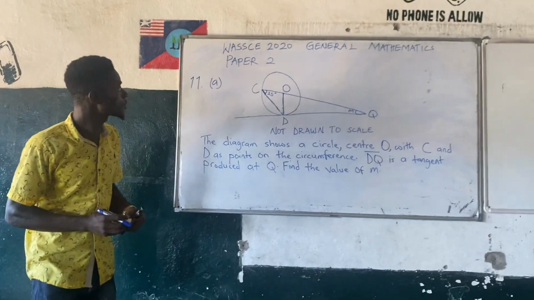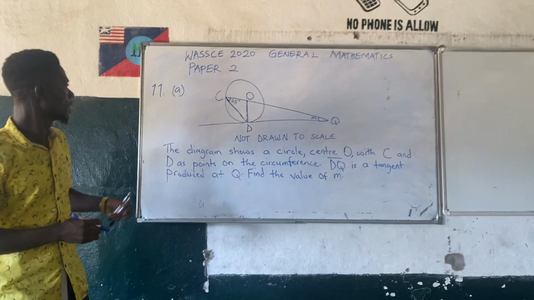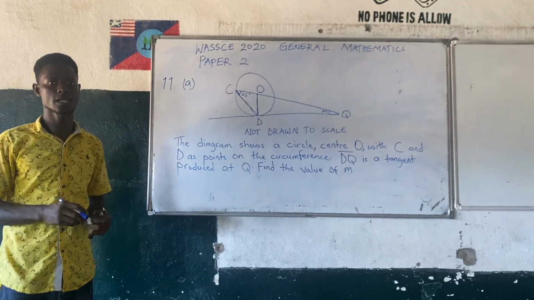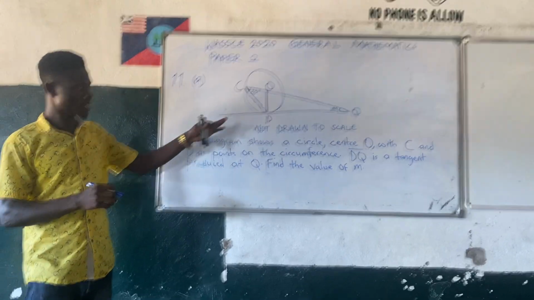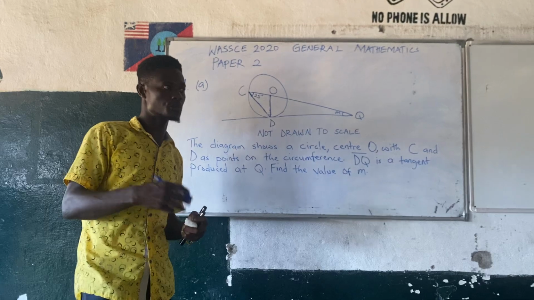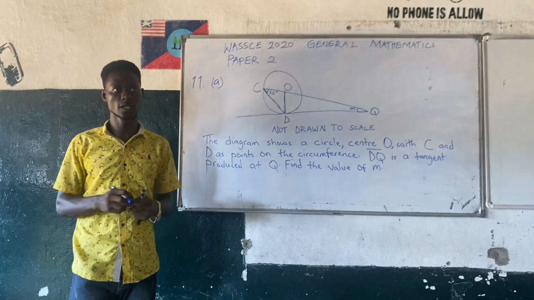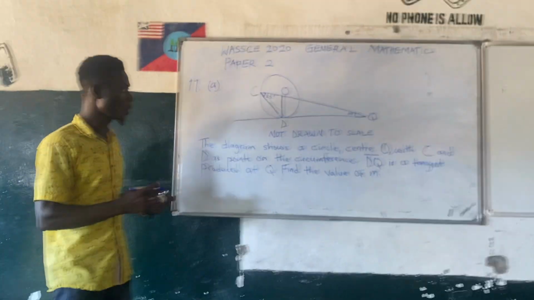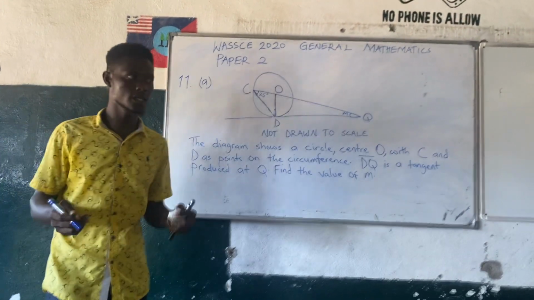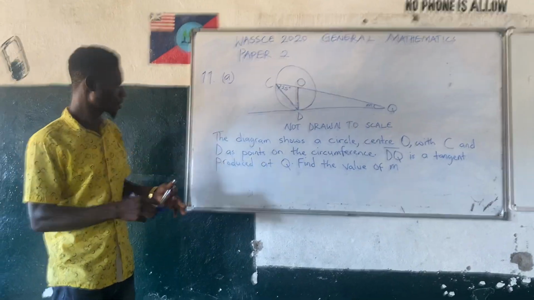Today we'll focus on WASSCE 2020 General Mathematics Paper 2, and particularly question number 11 in the area of circle theorems. Before we start solving this problem, I'd like to encourage all those preparing to sit the pending West African Senior School Certificate Examination, WASSCE, to focus on circle theorem, as it is one of the regularly featured topics of WASSCE or WAEC. So we have the question.